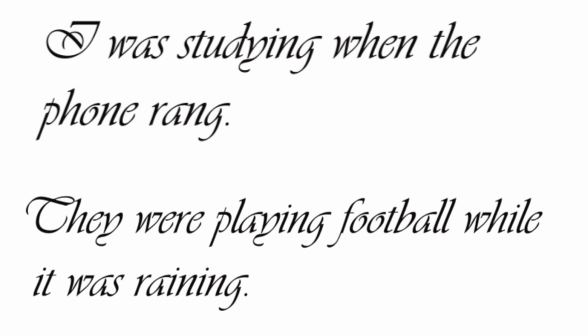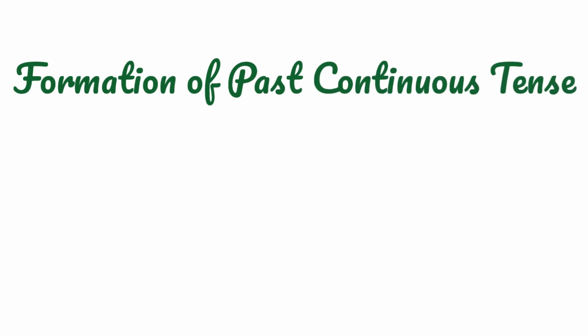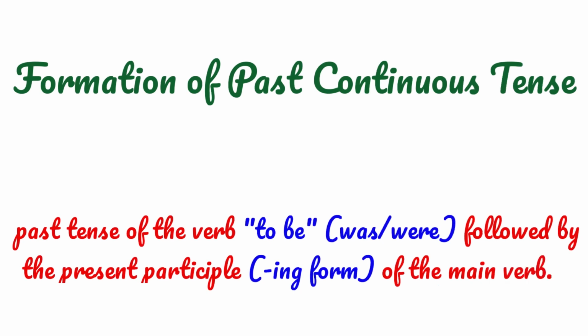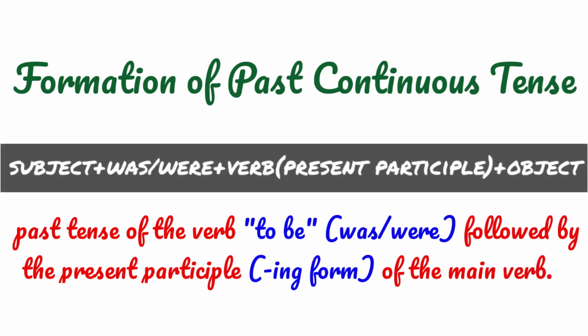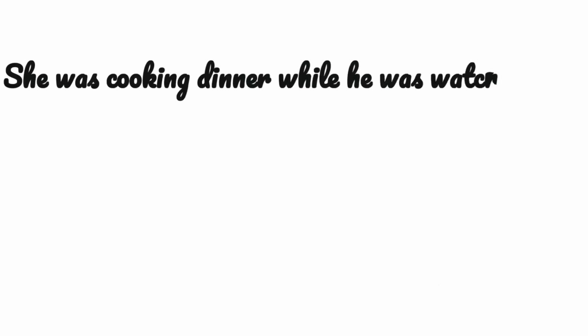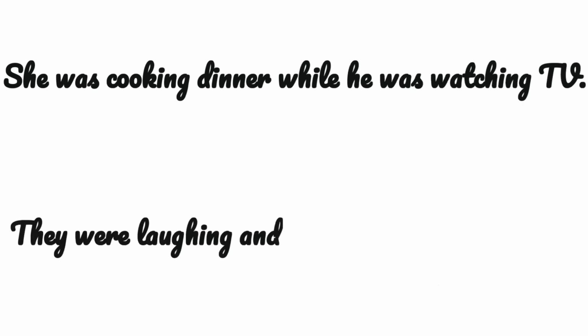To form the past continuous tense, we use the past tense of the verb to be, was, were, followed by the present participle, ing form of the main verb. This tense emphasizes the ongoing nature of the action in the past. For instance, she was cooking dinner while he was watching TV, or they were laughing and chatting at the party.